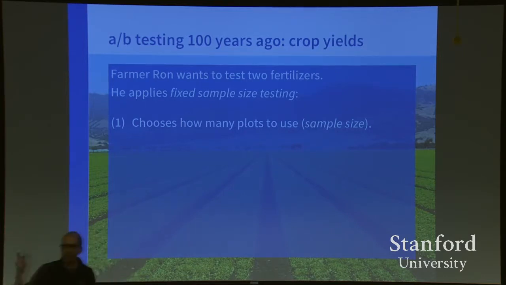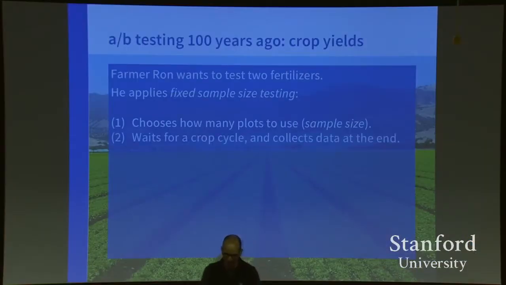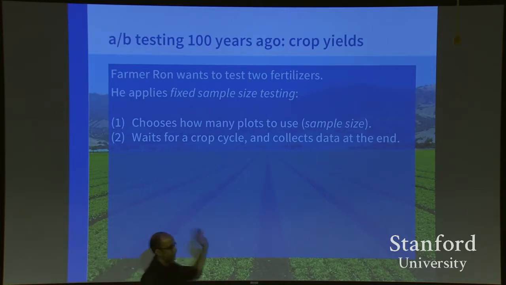So the first thing you need to do is commit to your sample size, which is how many plots you are going to use to compare these fertilizers. Obviously, the more plots you use, the more likely you are to get an honest assessment of whether one is better than the other. So higher sample size will be better. Then you wait for a crop cycle, and you collect your data at the end. So you use one fertilizer in some subset of the plots, another fertilizer in the other subset, and then you wait until the end and see what you get.